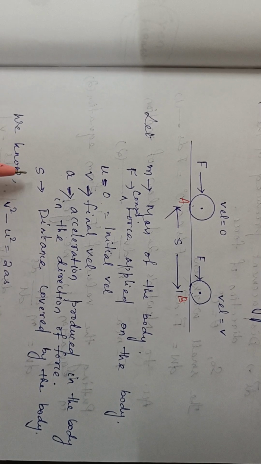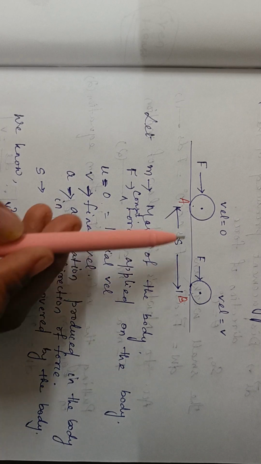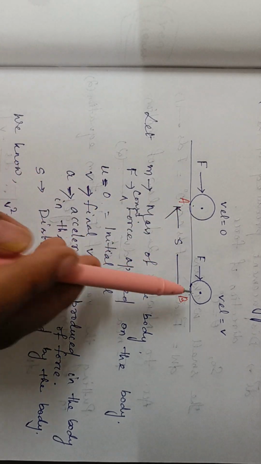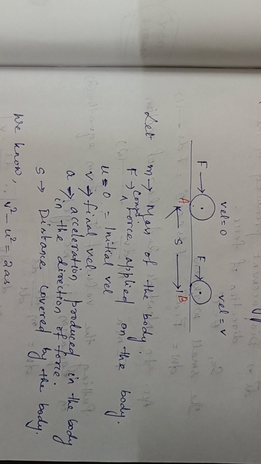Then small s. What is s? s is the displacement or distance covered by the body. Clear? This is the distance covered by the body, the distance between point A and point B. Now let's go for the mathematics part.